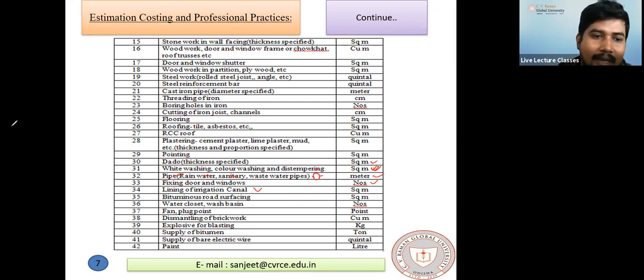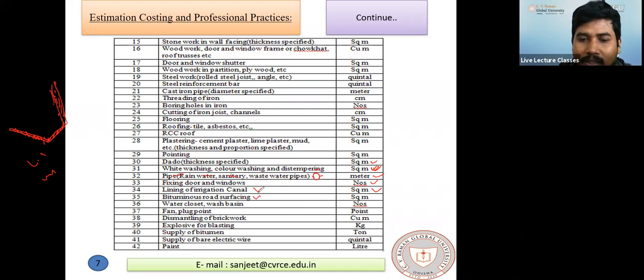Lining of irrigation canal. Suppose this is my irrigation canal. There are two types of canal: one is lined canal, and one is unlined canal. Lined canal means for the surface, for the side slope and the bed part, you have to plaster it or line it to reduce the scouring effect. Yes or no? So this plaster covering of the side wall or side slope and the bottom bed part, these are all in square meter.